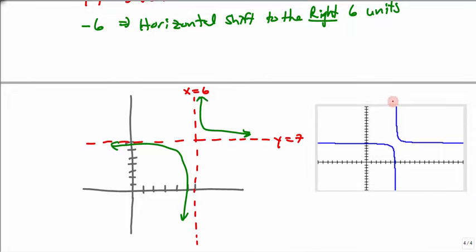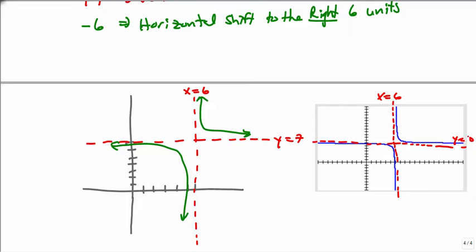Now your calculator might already have these written in as a solid line, but you need to understand that they're asymptotes. So this is the vertical asymptote x equals 6. This is a horizontal asymptote y equals 0. So graphing these is helpful.